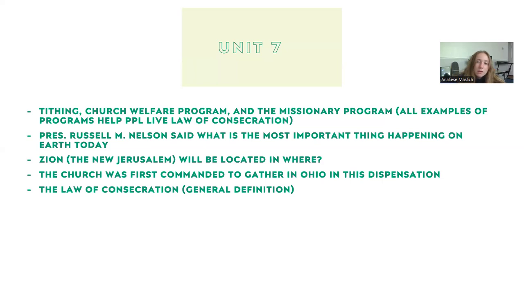For unit 7, know that tithing, the church welfare program, and the missionary program are all examples of programs that help people live the law of consecration. Also, you're going to need to know a little bit about the law of consecration, the definition, kind of what it is. And then President Russell Nelson said what is the most important thing happening on earth today? You're going to need to know where Zion, the New Jerusalem, will be located, and know that the church was first commanded to gather in Ohio in this dispensation.